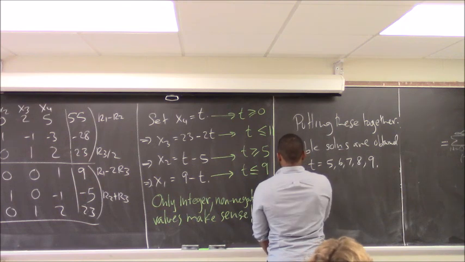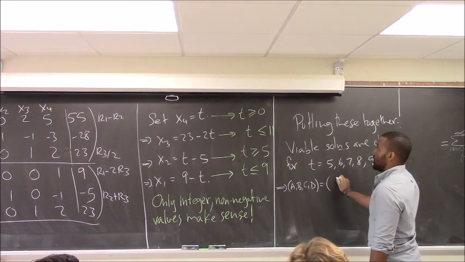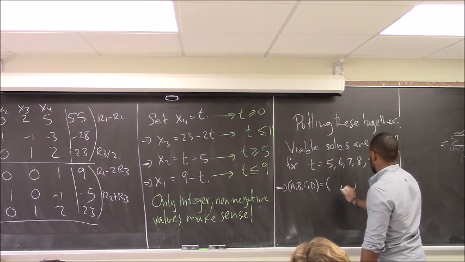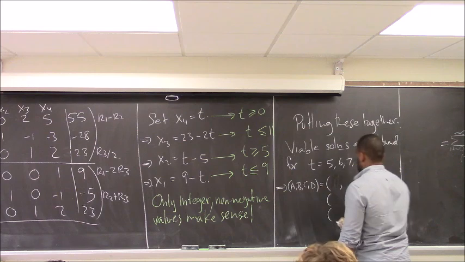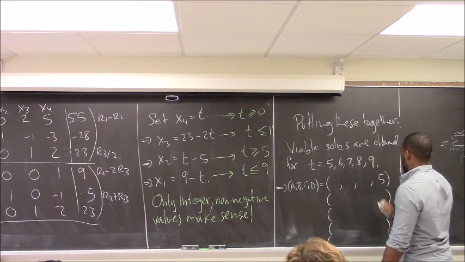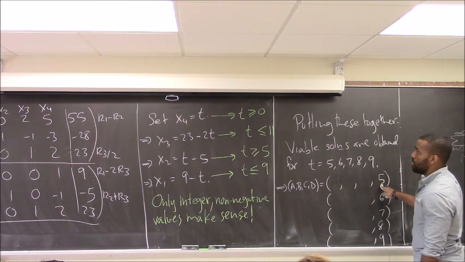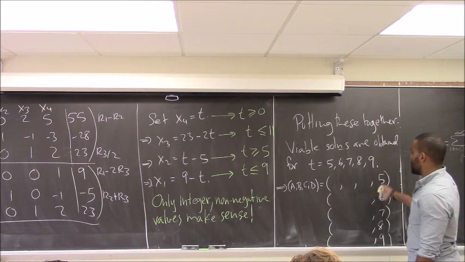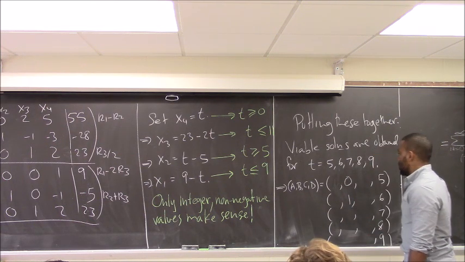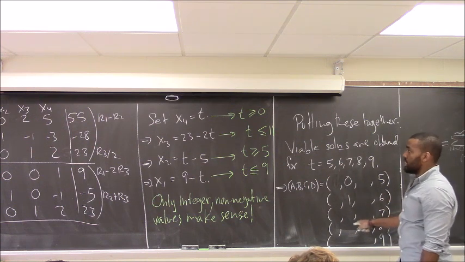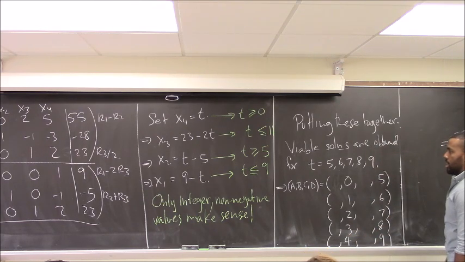I can have A, B, C, D... getting tight here. So I can have t equal to 5, 6, 7, 8, or 9. Now once t is 5, that means x2 is going to be 0. If t is 6, x2 is going to be 1. If t is 7, x2 is going to be 2, 8 is going to be 3, 9 is going to be 4. Any other low-hanging fruit here?